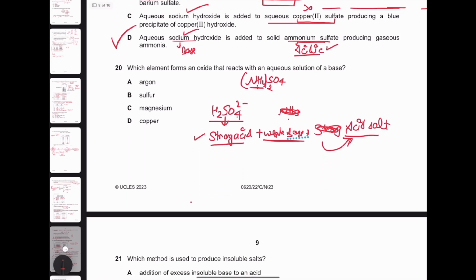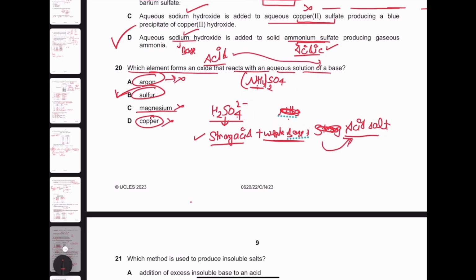Now, which element forms an oxide that reacts with an aqueous solution of a base? What would react with a base? Acid. So you have to figure out which element will form an acidic oxide. Now, which elements form acidic oxides? Metals or non-metals? Non-metals. Pick a non-metal. Sulfur. This is a noble gas, it won't react. Metal, metal. So pick a non-metal because it will form an acidic oxide that will then react with a base. So the answer is B.